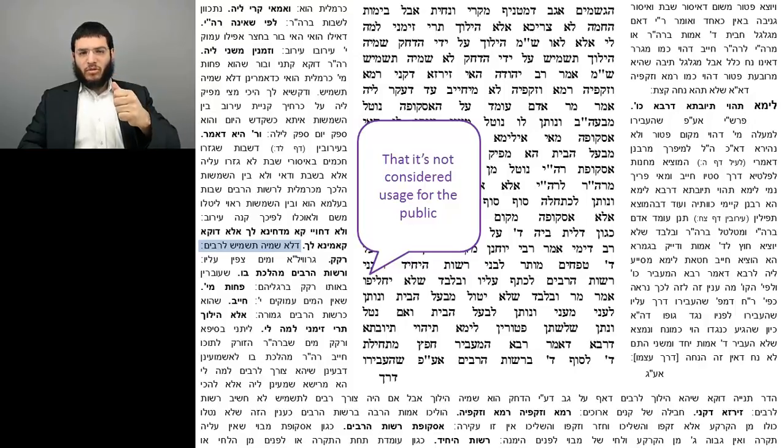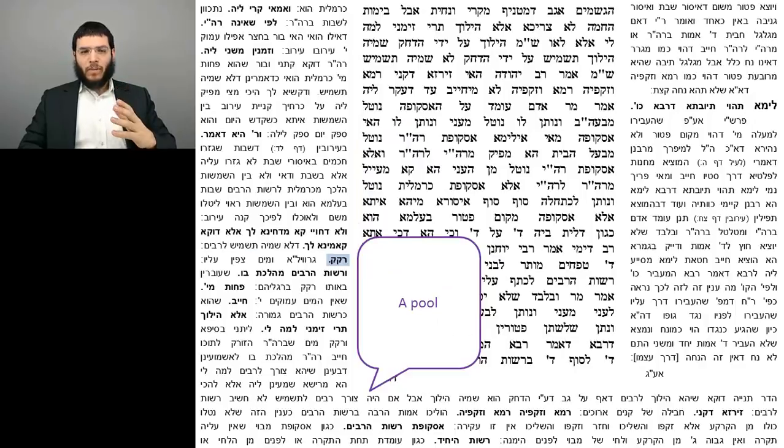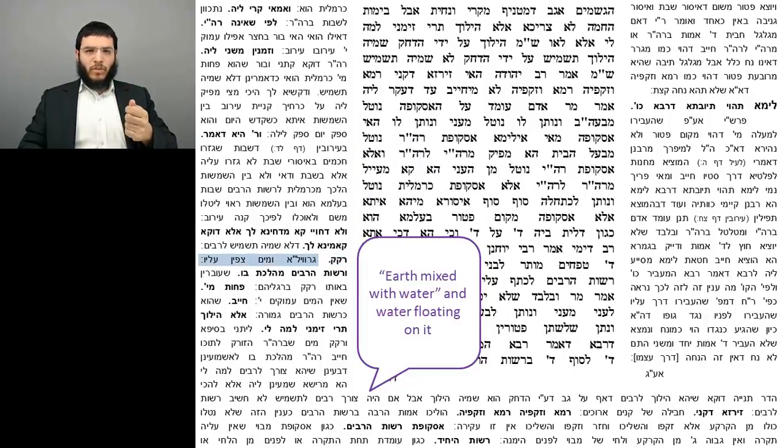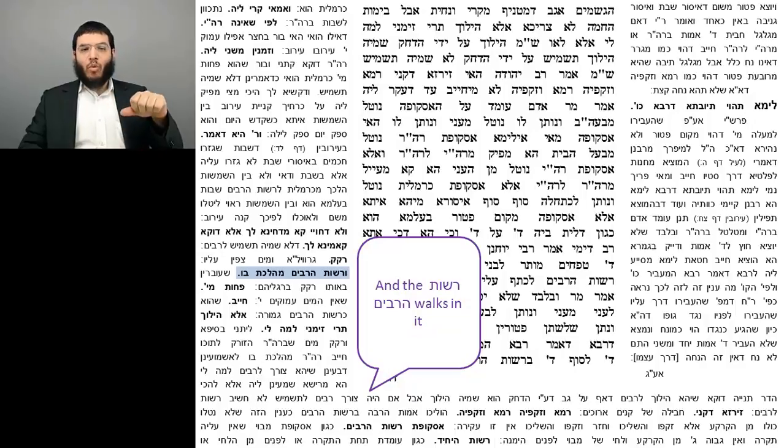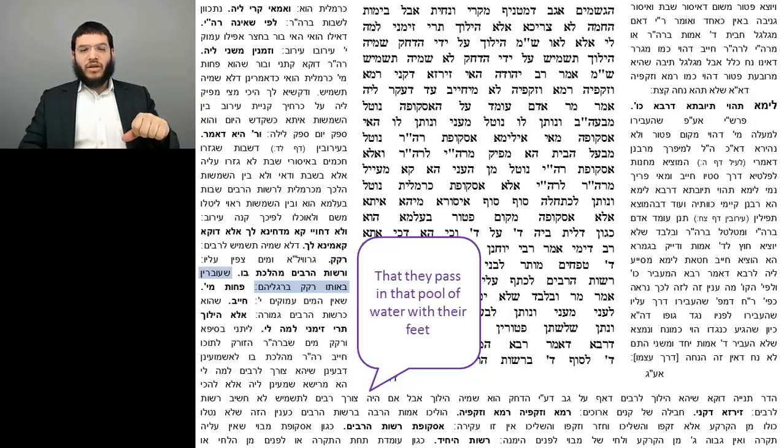And that's why it was in light blue, because he's bringing a proof. And what is it? We bring a braisa where it says rikak. A rikak is a pool. So it says Rashi, he brings a word from French, which means earth mixed with water, and water floating on it. So it's mud with water. The Reshus HaRabim walks in it, that they pass in that pool of water with their feet.